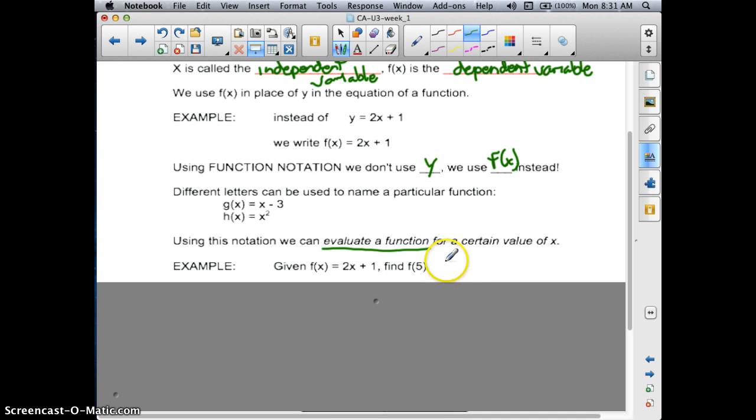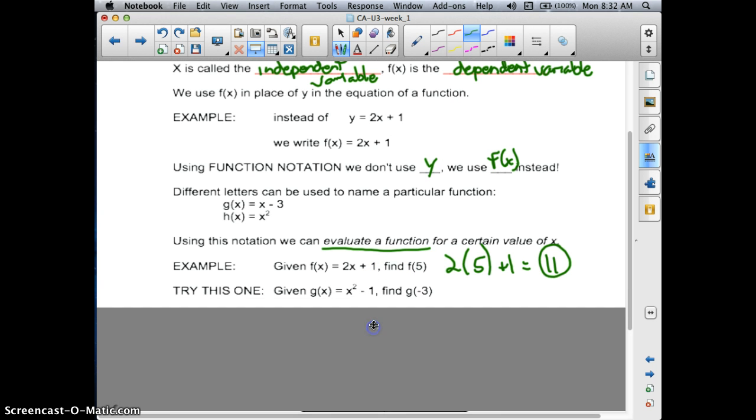So instead of 2x + 1, we'll say 2 times 5 + 1. That's 10 + 1, which is 11. So evaluating a function for a certain value of x, we found f(5) by taking x and making it 5. You try this one below. Pause the video, and when you come back, you'll see if you got it right.